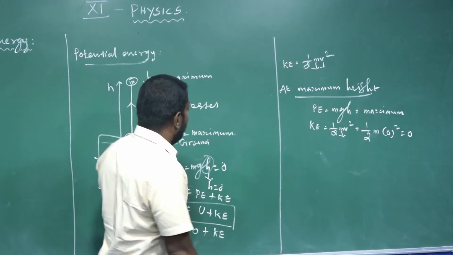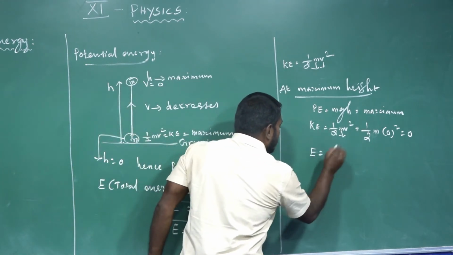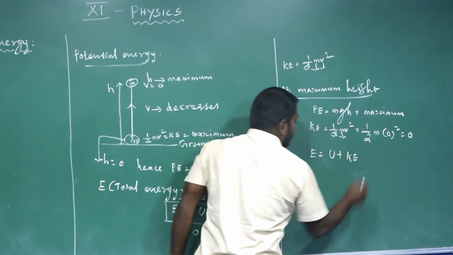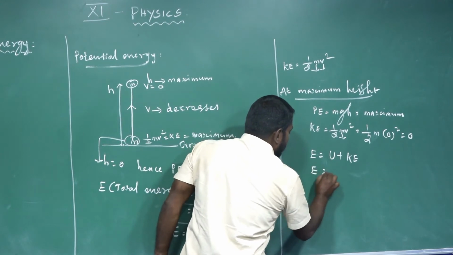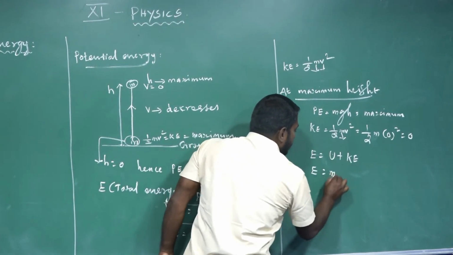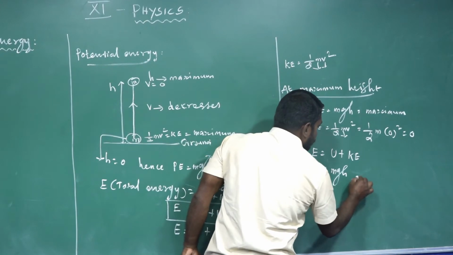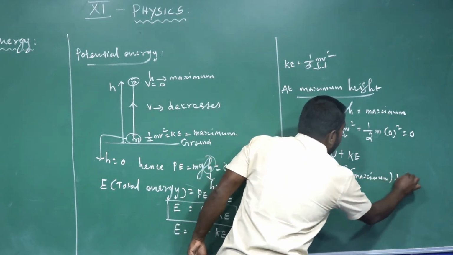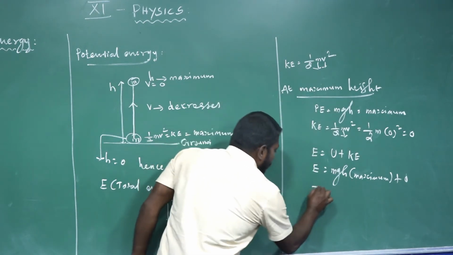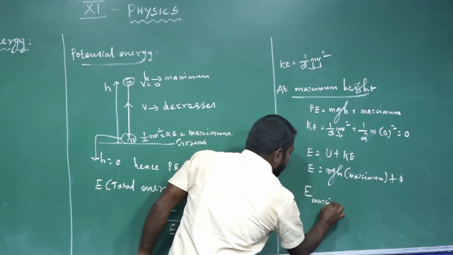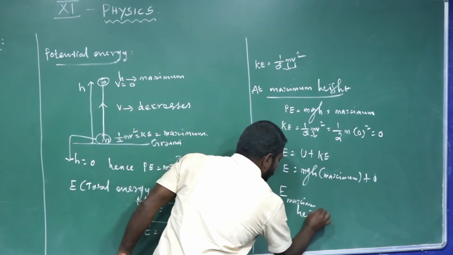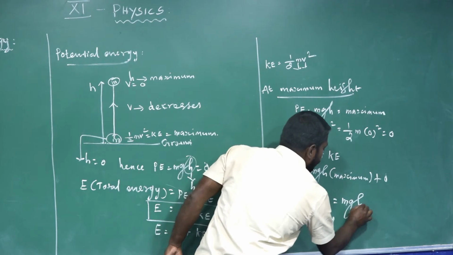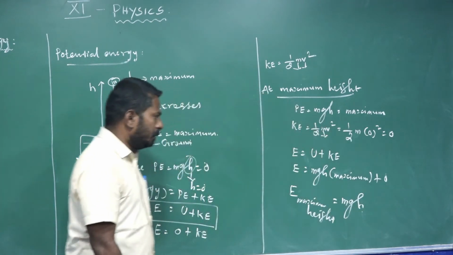At the maximum height, the total energy E of the body is equal to the sum of its potential energy and kinetic energy. At the maximum height, the potential energy is maximum, mgh, but the kinetic energy is 0. So the total energy is mgh, that is, wholly potential.